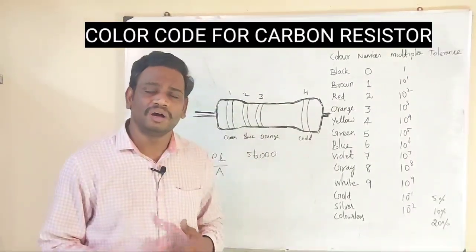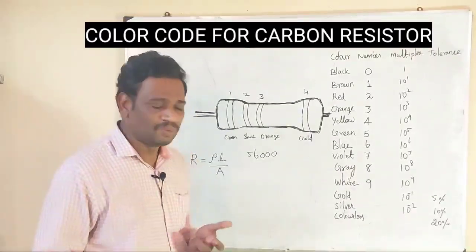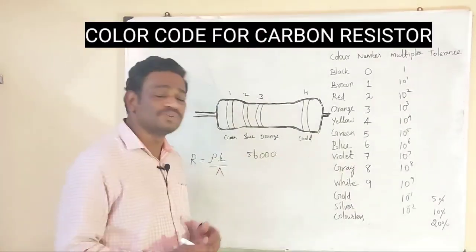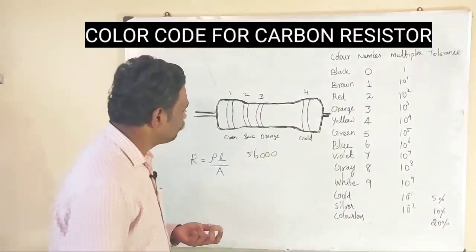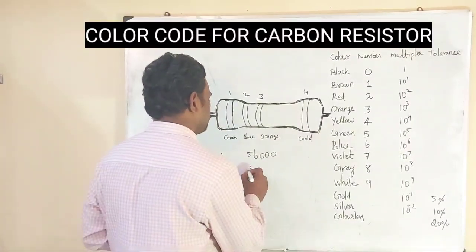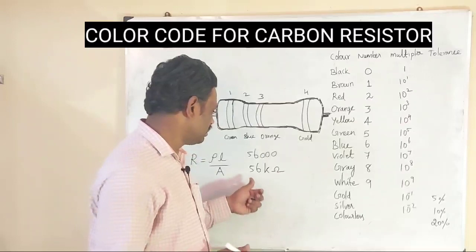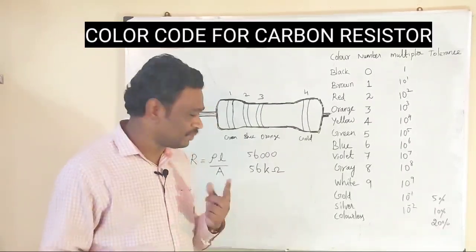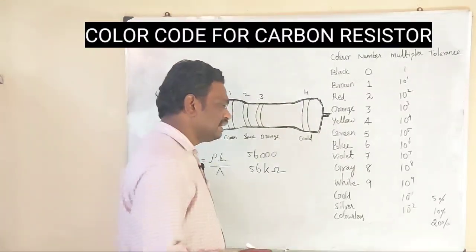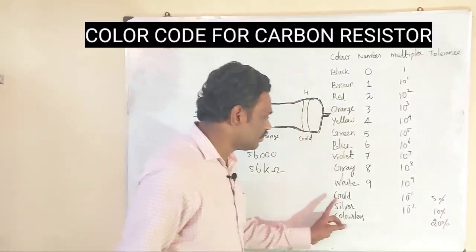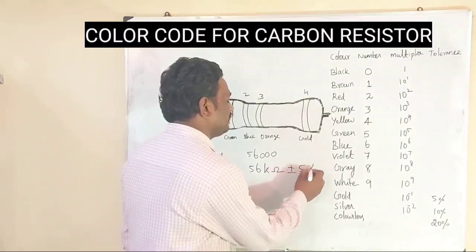So 1000 ohm resistance is equal to 1 kilo ohm. Here we have 56,000 ohm. It means 56 kilo ohm, or 56,000 ohm. 1000 is equal to 1k. So 56 kilo ohm. Here the tolerance for the gold ring is 5%. So plus or minus 5%.